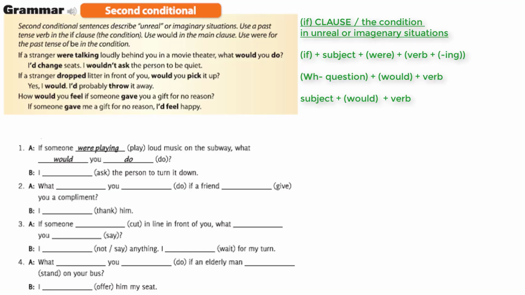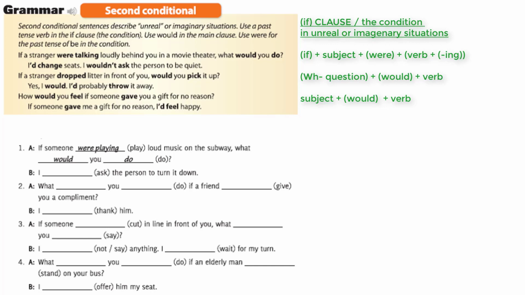Okay, grammar. Here we're going to see second conditional. Second conditional sentences describe unreal or imaginary situations. Use a past tense verb in the if clause, the condition. Use would in the main clause. Use were for the past tense of be in the condition. So what are we going to look at? We're going to look at the words would and were.